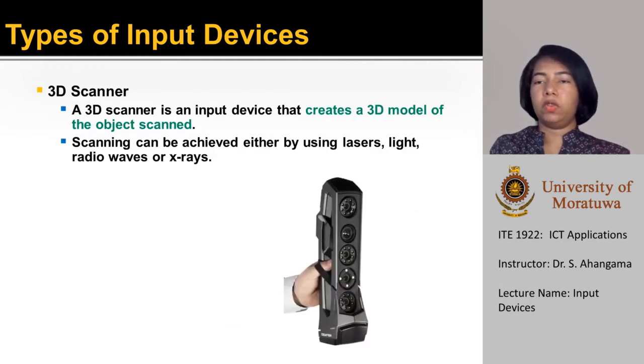There are also 3D scanners. A 3D scanner is an input device that creates a 3D model of the object scanned. Scanning can be achieved by using laser, light, or radio waves, or even by using X-rays. This is an example image for a 3D scanner.